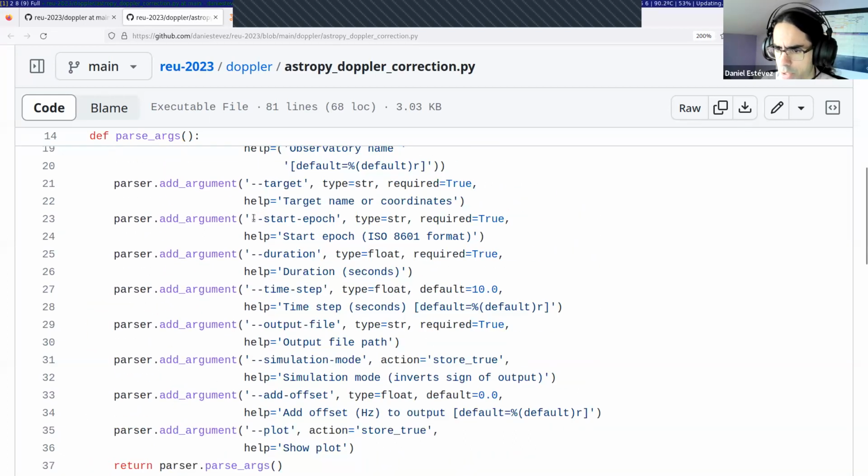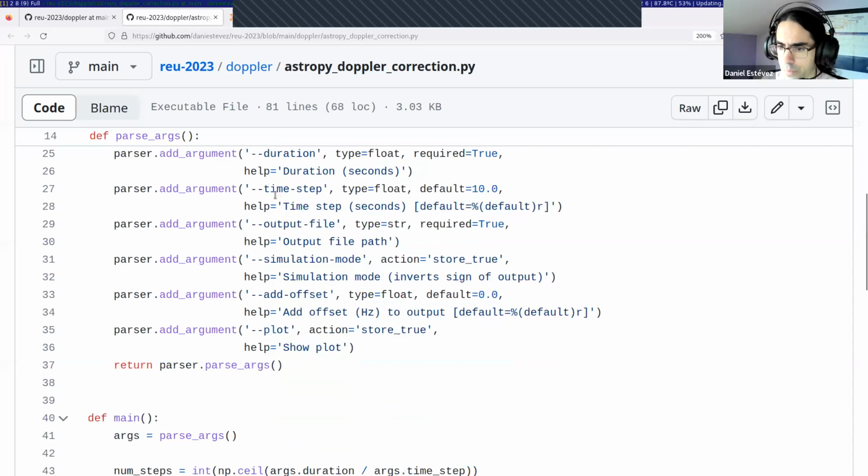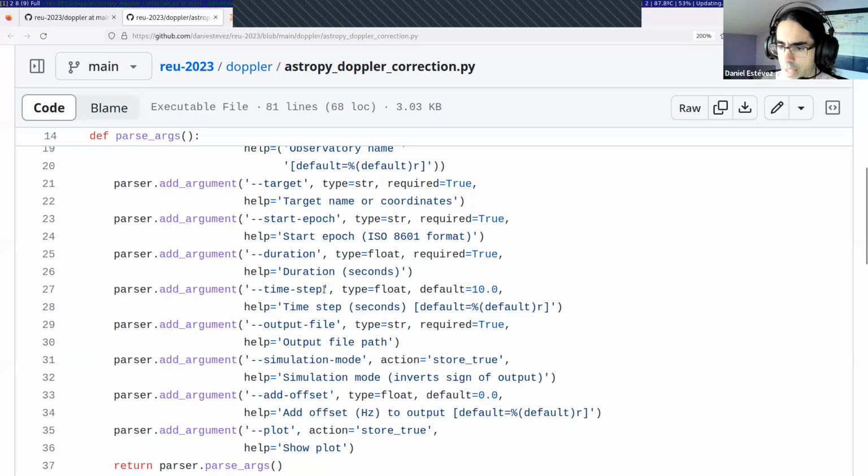The start epoch, which is the timestamp for the beginning of the Doppler file. And this uses this ISO format. We will see how that looks in a second. Duration, so how much duration worth of data we want to put into our Doppler file. Of course, this needs to be longer than the simulation or observation that we will do, but it can be much longer. We can make this a week long if we want, and reuse it for all the observations during that week. Time step is the time step in seconds.